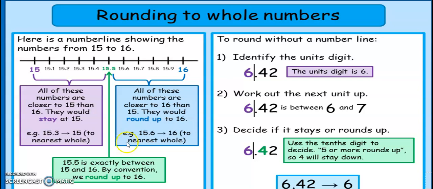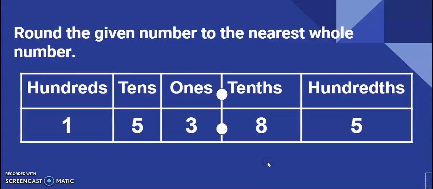How can we do it without using a number line? To round without a number line, we need to identify the units digit first. My number is 6.42, so the units digit is 6. Then we work out the next unit up and decide if it stays or rounds up. Since my target is 6, I look to the right. I use the tenths digit to decide. 5 or more rounds up, so 4 will stay down. So 6.42 to the nearest whole will become 6.